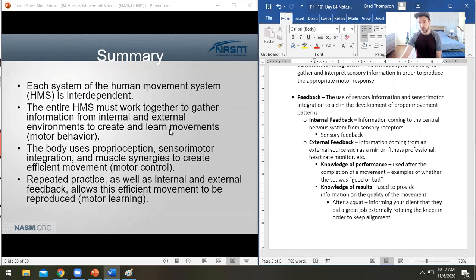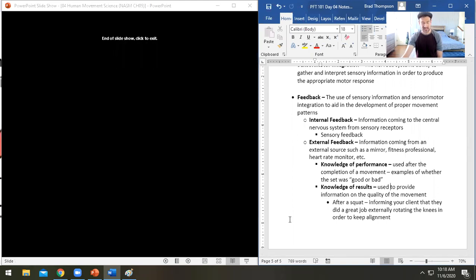You're going to use information, both internal and external, to understand how you're moving. That's your motor behavior. We're going to use that proprioception and sensory motor integration to understand these efficient movements. But your clients are going to get better and better at it through repeated exposure, practice, and effective practice, making sure that they're always moving with proper form. And yeah, that is everything.